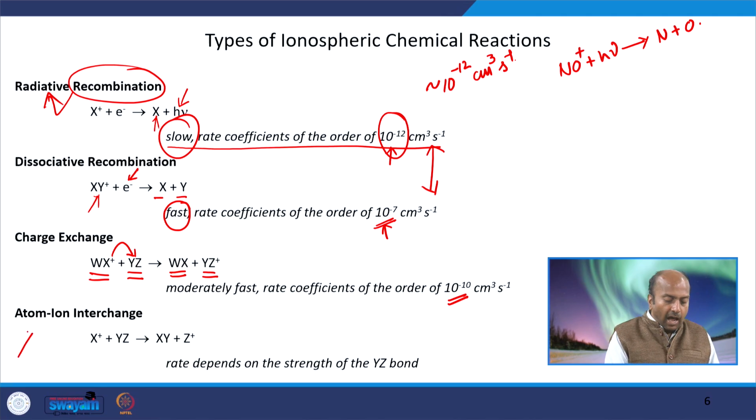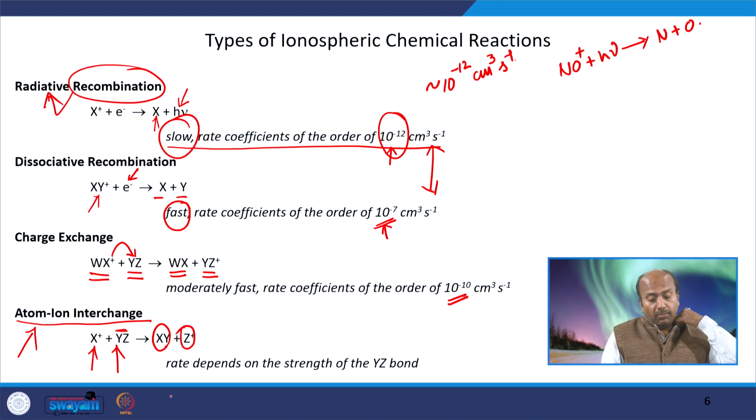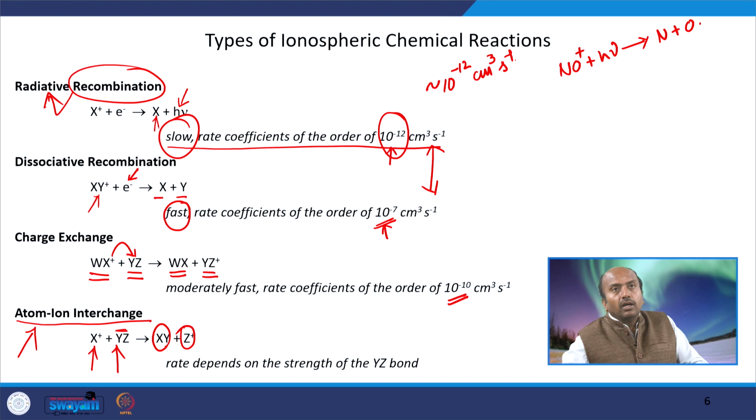and then you have ion atom rearrangement or ion atom interchange. So, in this process, a positive ion comes in contact with a neutral molecule, and there is a rearrangement of molecular configuration. So, YZ is now broken up, and let us say this becomes a neutral XY and Z plus. The rate at which this reaction can happen depends on the strength of this YZ, the bonding between Y and Z. So, if it is very strong, the process will become slower, and vice versa, right. So, now these are the principal recombination processes through which the ionosphere can disappear.